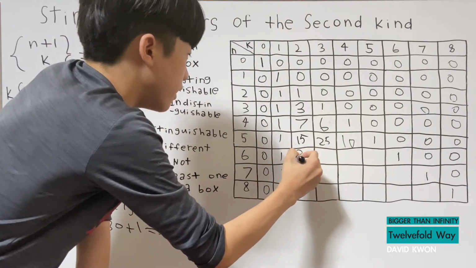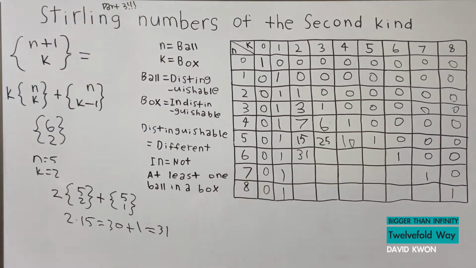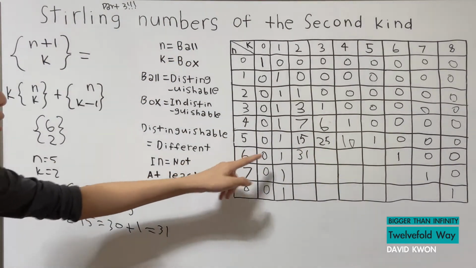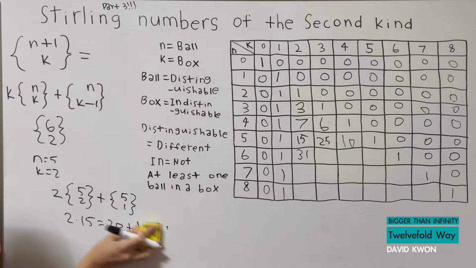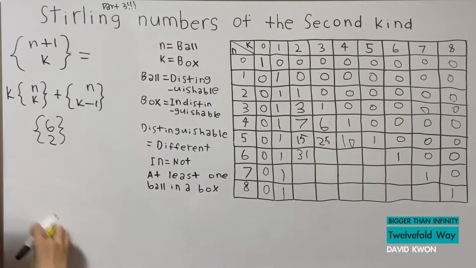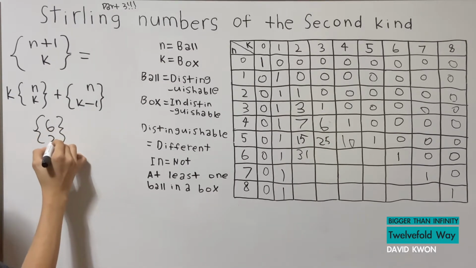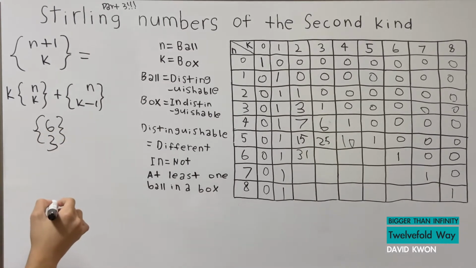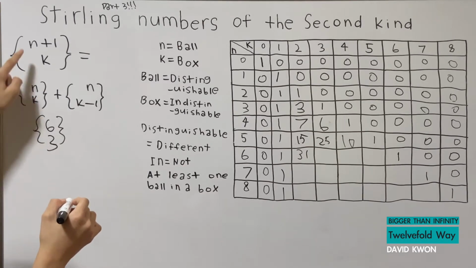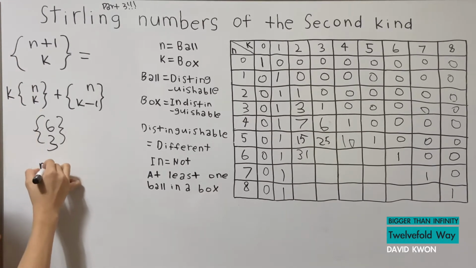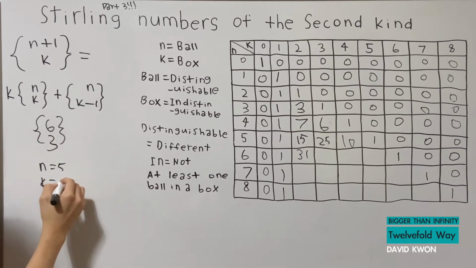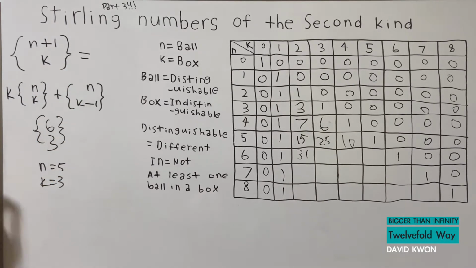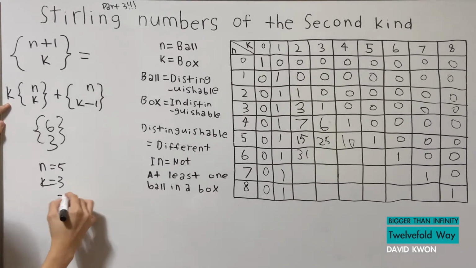Not impressed enough? Let's try this. 6 balls and 3 boxes. So what would the n have to be? Well, n is 5, because plus 1 we get 6. And k is equal to 3.